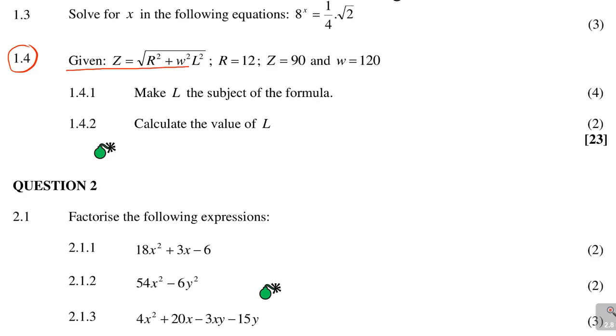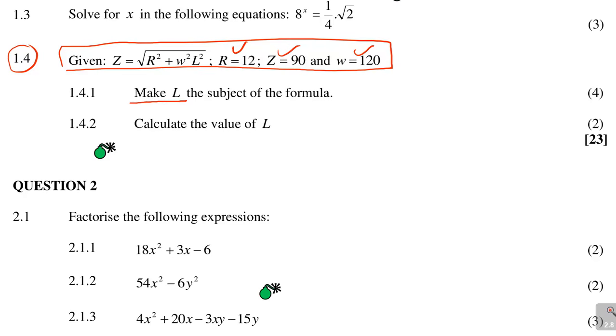And then the last one says we are given this information. We are given Z, and the values of R, Z, and W. These are common questions. First they will say make L the subject of the formula. So what you're given is Z is equal to the square root of R squared plus W squared L squared. Let me make L the subject of the formula.